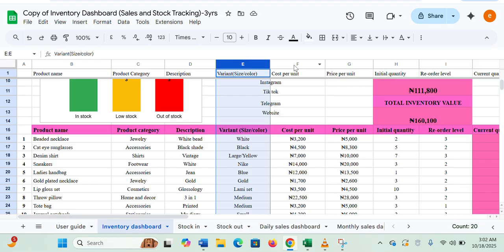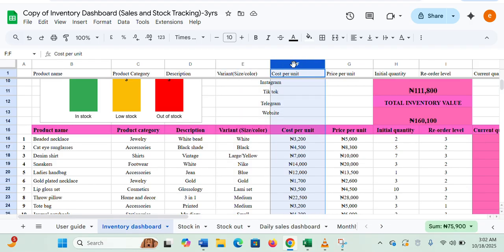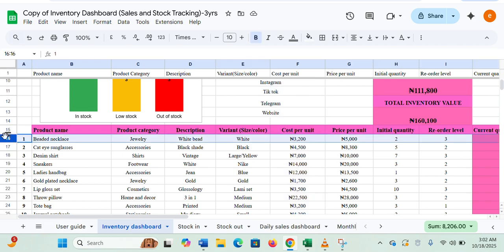The next column we have here is cost per unit. Your cost per unit is how much you bought this particular product for. It is as simple as that. From the market, how much did it cost you, after adding your delivery and logistics, to get that product as a whole? So for the beaded necklace, it shows that it cost 3,000 to get this particular product.